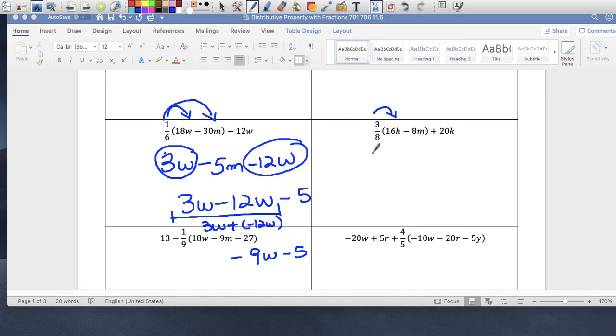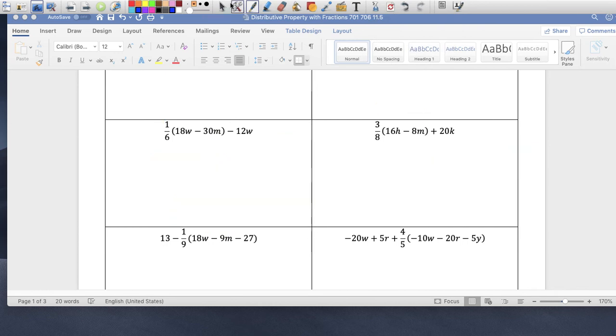3/8 of 16. Positive times a positive is a positive, and that's going to be 6h. 3/8 times negative 8m. Positive times a negative is a negative, and that's going to give me 3m. And then plus 20k. Nothing to combine. Done.